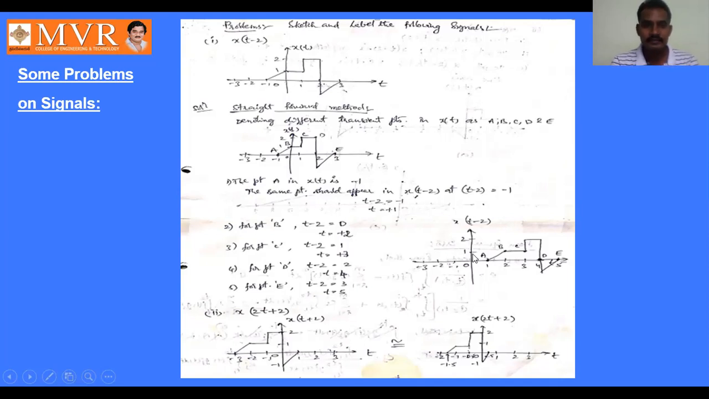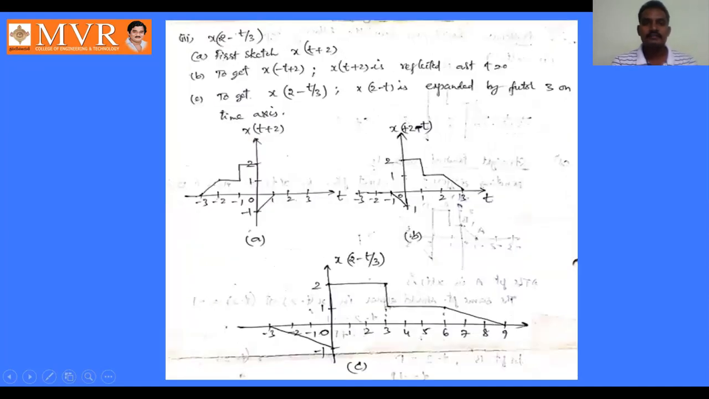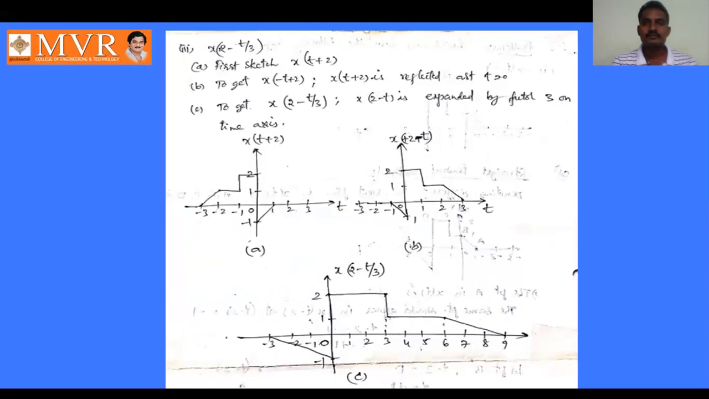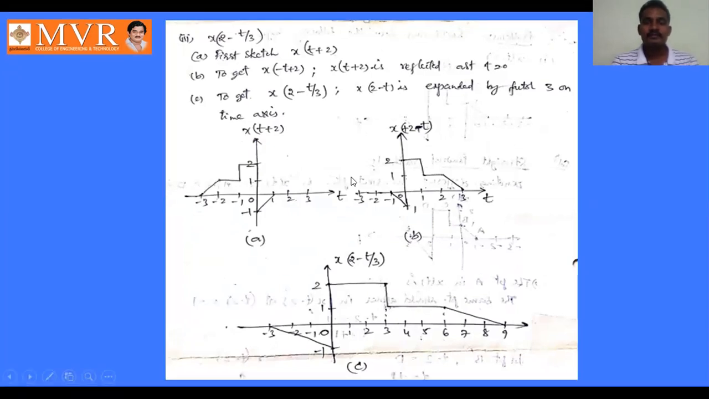After mentioning the transition points, we can find out the points in the resultant map. So like this, we can find out x of t minus 2, x of t plus 2, x of 2t plus 2, etc. So like this, we can do these problems also, by using the same straightforward method by mentioning the transition points.